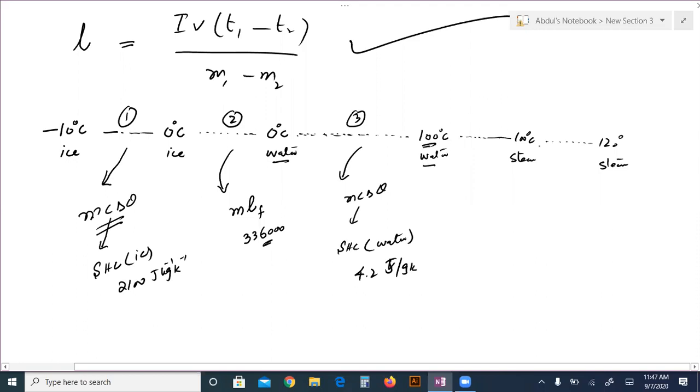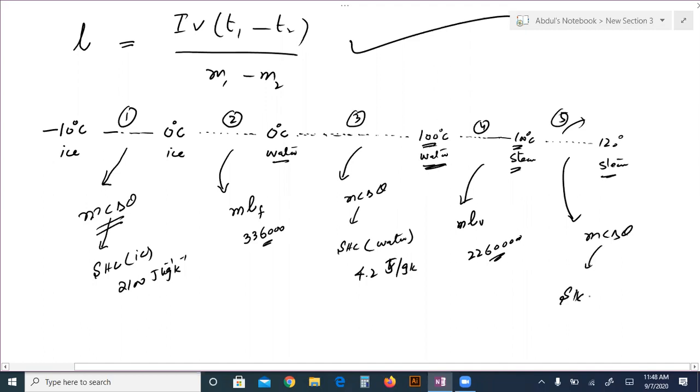And then from 100 to 100, no change in temperature, change in the state, water to steam. So again, ml. And this is the specific latent heat of vaporization for water. It's approximately 226 with zeros, I think so. It will be given on the paper. And then here, number five, steam, no change in state. So we will use the formula mc delta theta. And this is the specific heat capacity for the steam, approximately same as the ice.